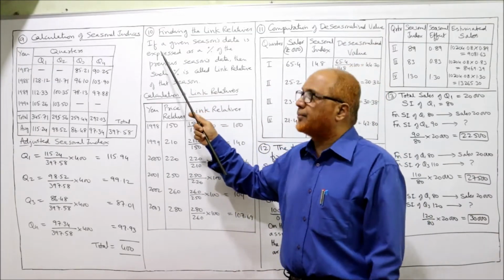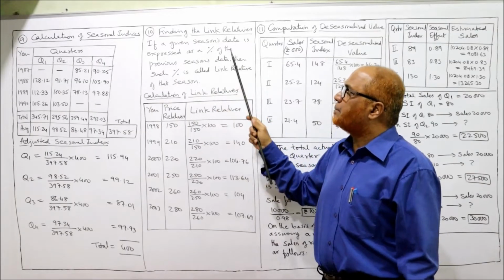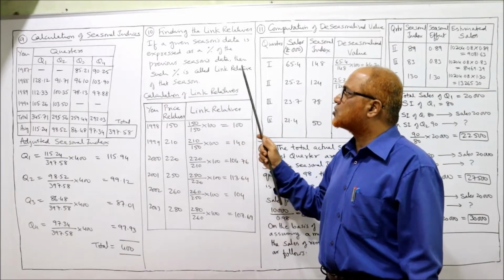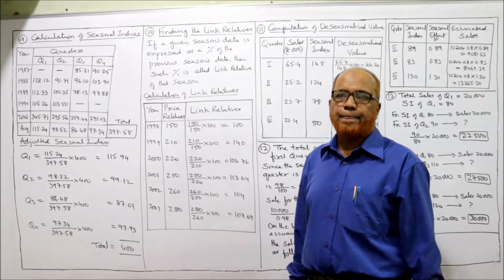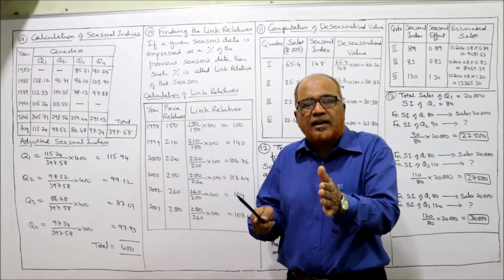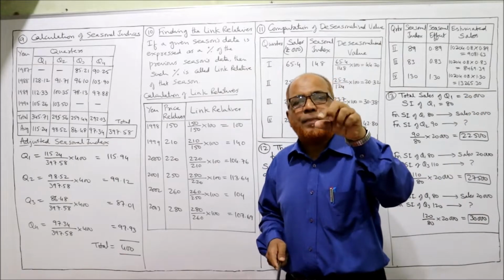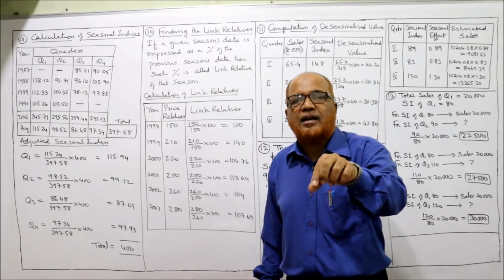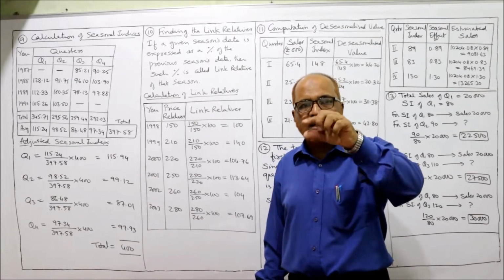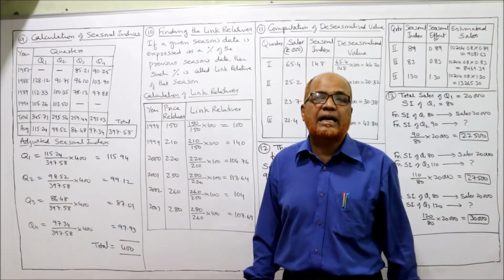I have given the definition here. If a given season's data is expressed as a percentage of previous season's data, then such percentage is called link relative of that season. That means we are linking to the previous year. We have current year data and previous year data. So we are calculating the percentage of current year data over previous year data. Current year data divided by previous year data into 100 gives the link relative.